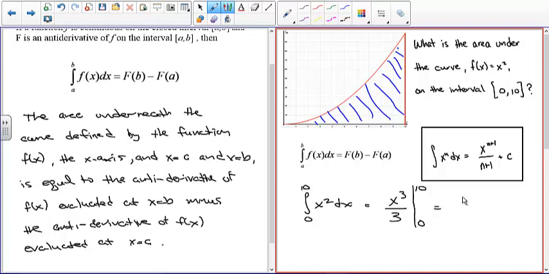So what we'll have is 10 cubed over 3, that's this part, minus 0 cubed over 3, that's that part. And then you just evaluate it and you get 1,000 divided by 3, which is 333.3333.